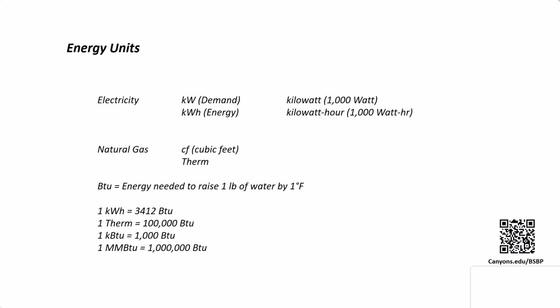By definition, one BTU is the energy needed to raise the temperature of 1 pound of water by 1 degree Fahrenheit. We can convert units of energy from the utility billing as follows. 1 kilowatt hour is the same as 3412 BTUs. Also, 1 therm is the same as 100,000 BTUs. A kBTU is 1,000 BTUs. You may run across a unit called the MMBTU, and that's 1,000,000 BTUs. And as you can see, these units are what are common in our industry.